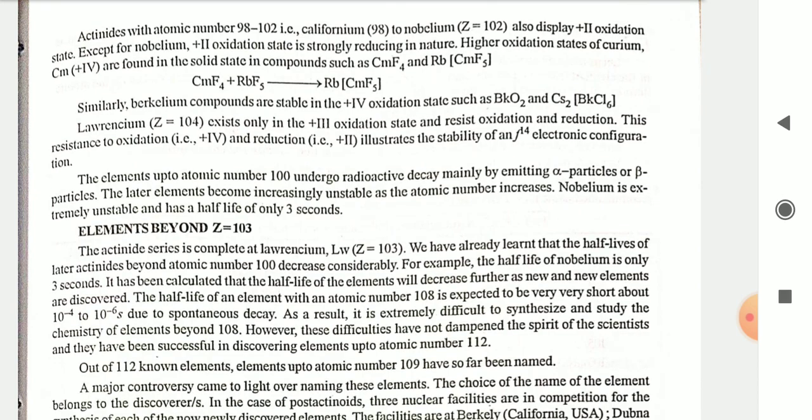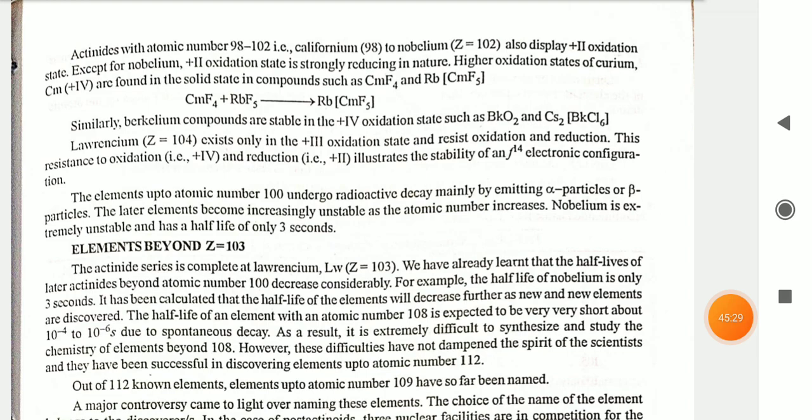Actinides with atomic number 98 to 102, californium (Z equal to 98) to nobelium (Z equal to 102), also display the plus 2 oxidation state. Except for nobelium, the plus 2 oxidation state is strongly reducing in nature. Higher oxidation states of curium, plus 4, are found in the solid state in compounds such as CmF4 or RbCmF5. CmF4 plus RbF gives RbCmF5. Similarly, Bk compounds are stable in the plus 4 oxidation state, such as BkO2 and Cs2BkCl6.